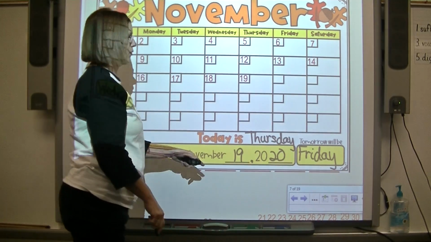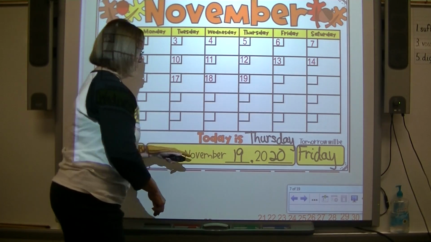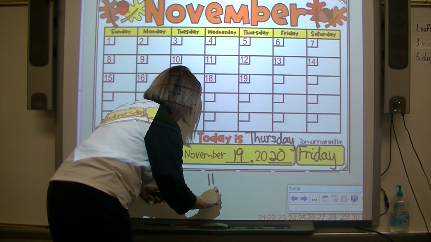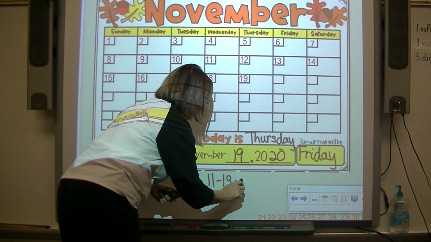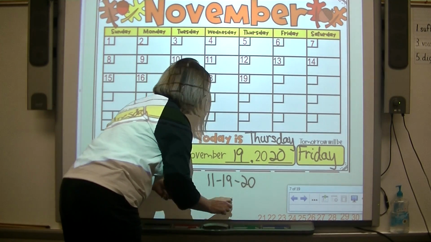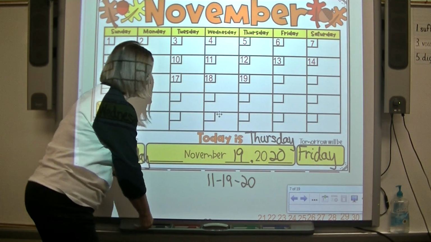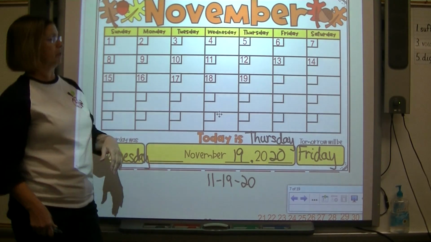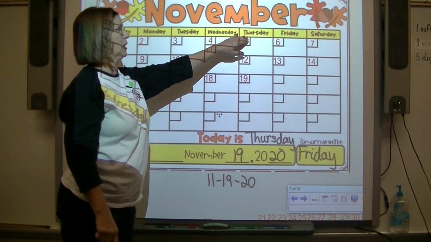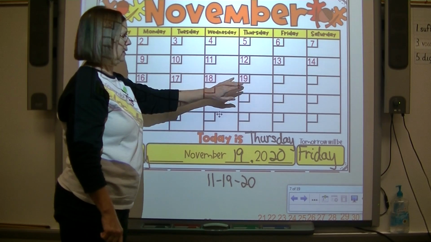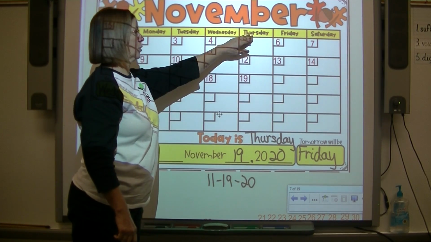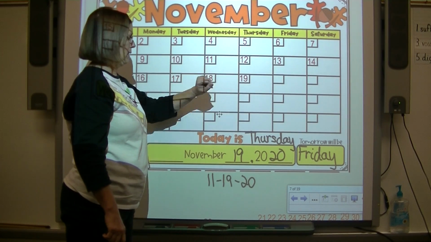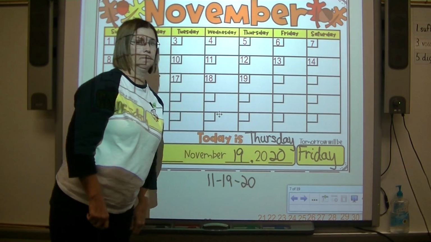Okay, now let's write the date using numbers. November is the 11th month. It's the 19th day of the month. And the year is 2020. We write the last two digits of the year. Now, repeat after me. Today is Thursday, November 19th, 2020. Once more. Today is Thursday, November 19th, 2020.